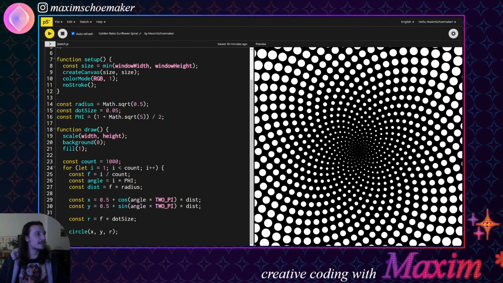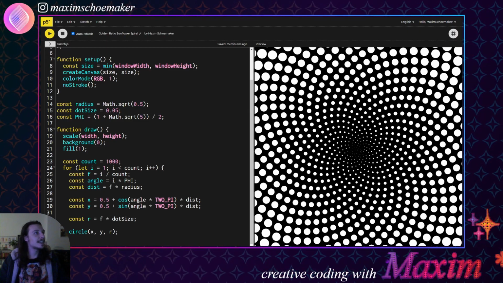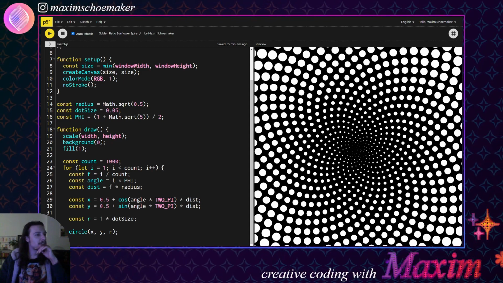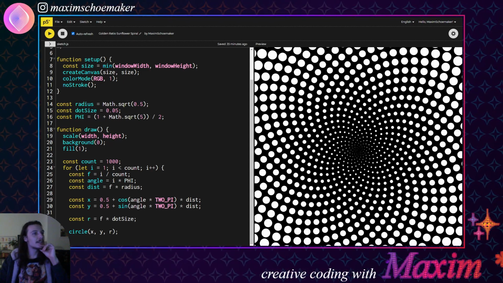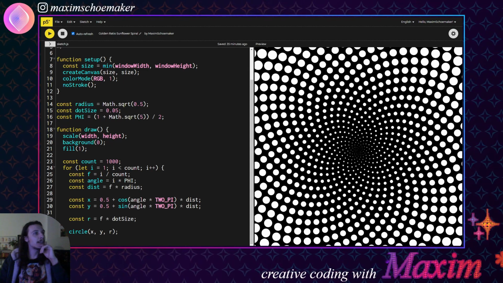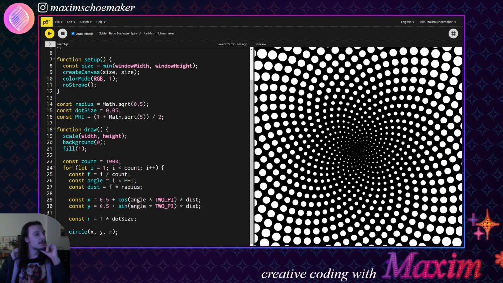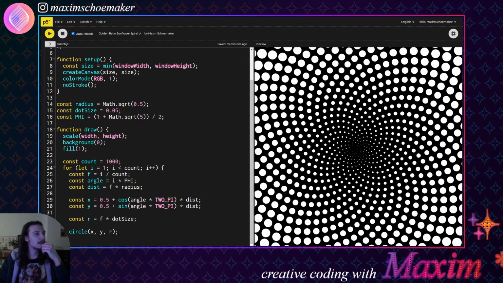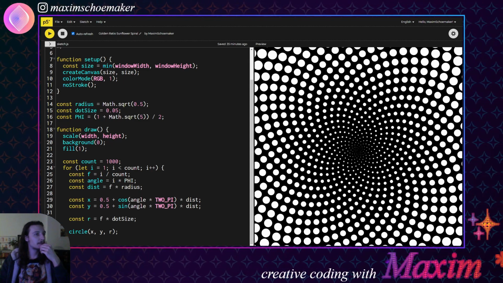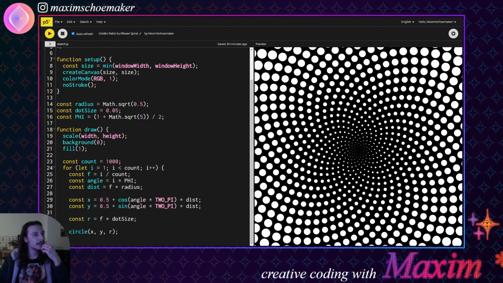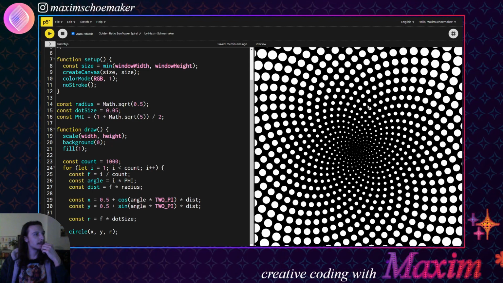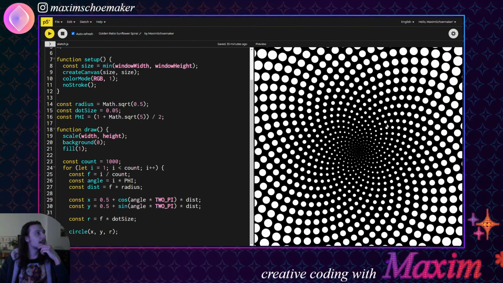Today we're going to be making this. Now, what is this? It's a golden ratio sunflower spiral. So this is basically similar to how a sunflower distributes its seeds. If you want, you can look up a picture of a sunflower and you can see that it looks kind of similar to what's going on here.